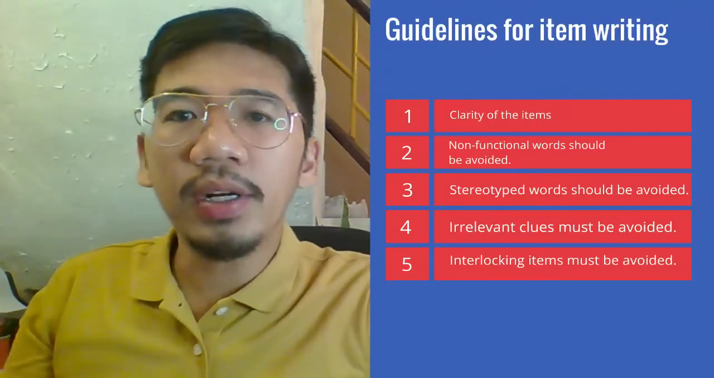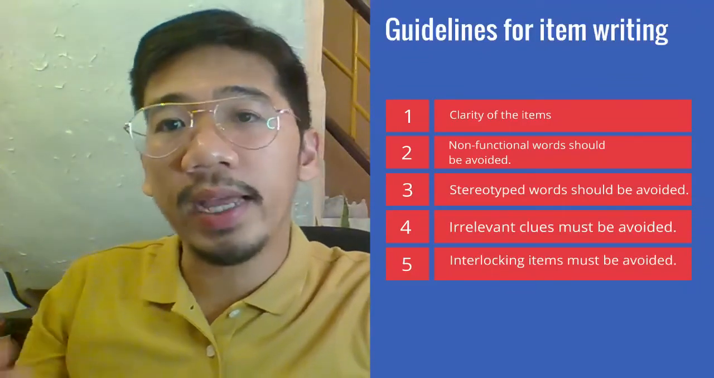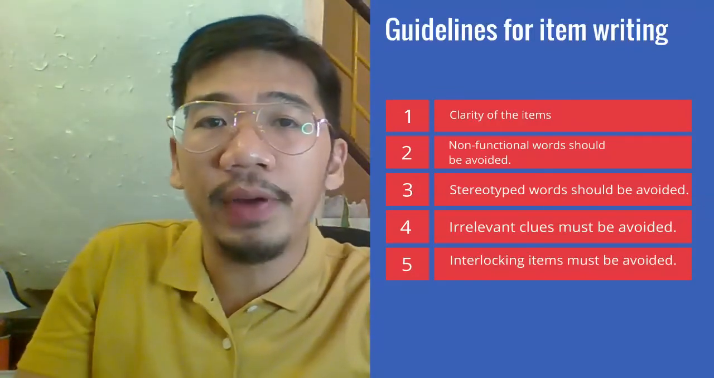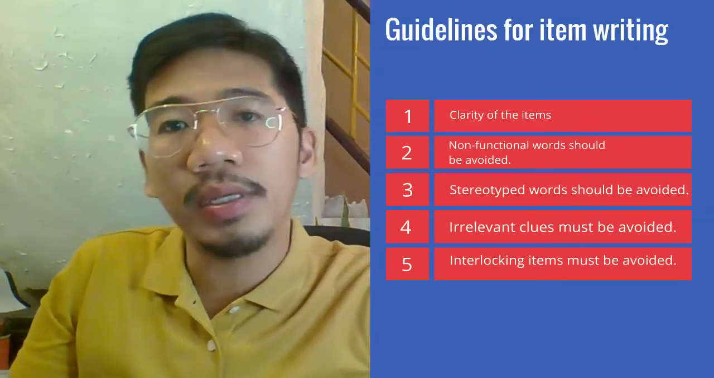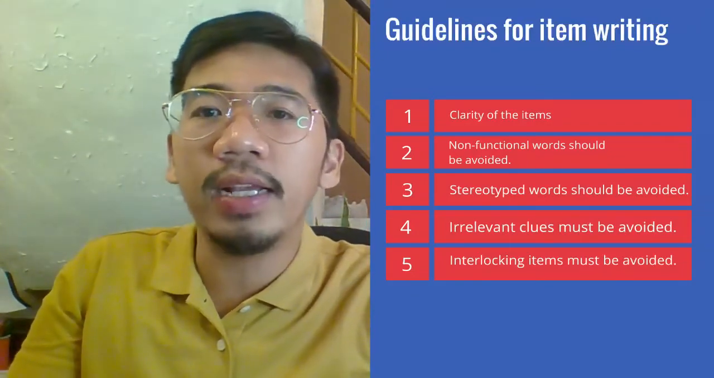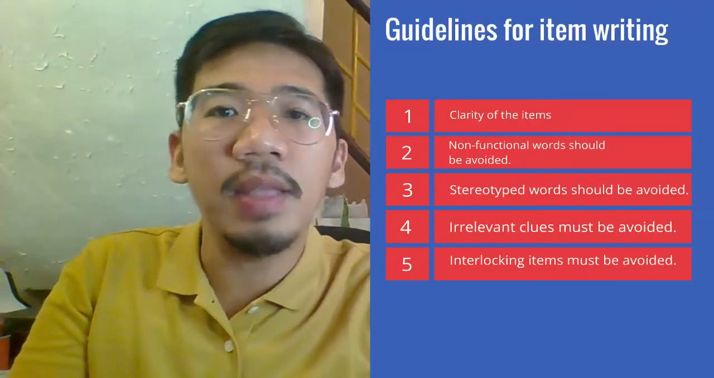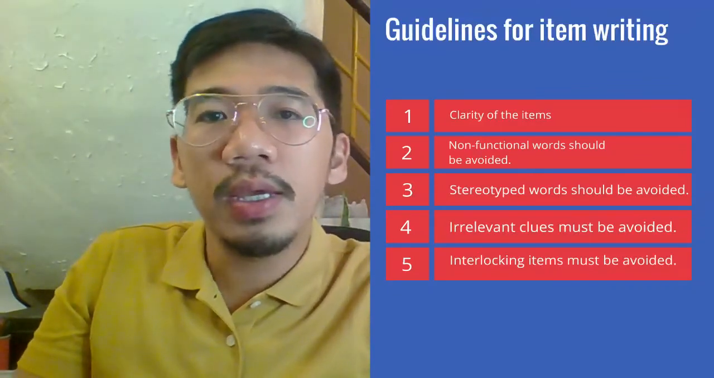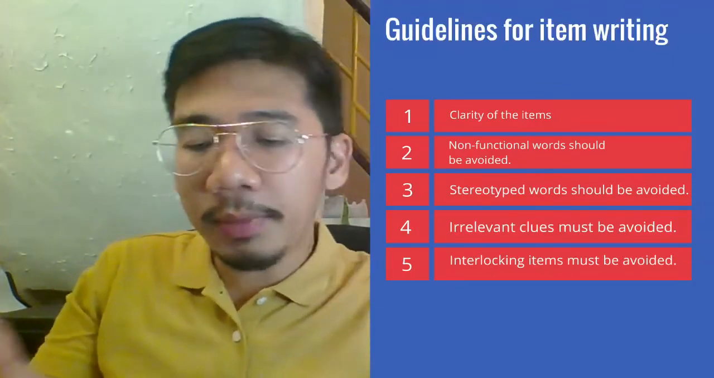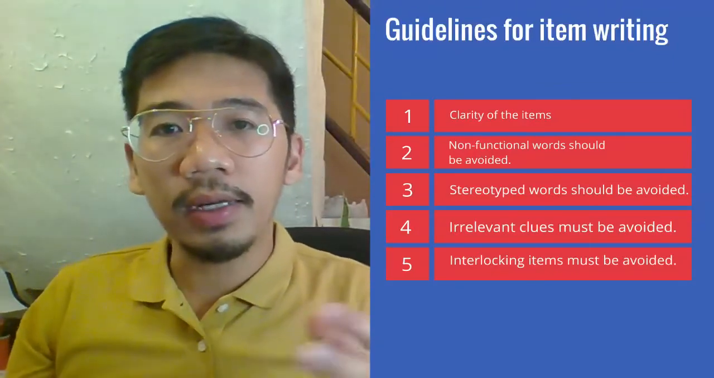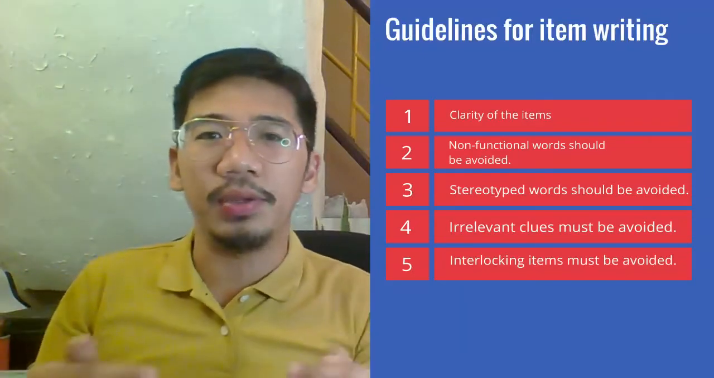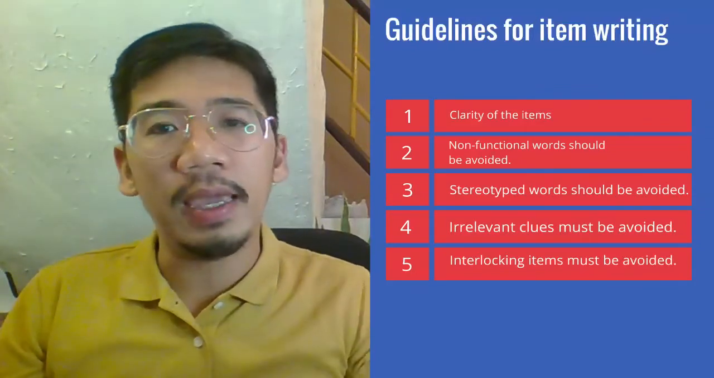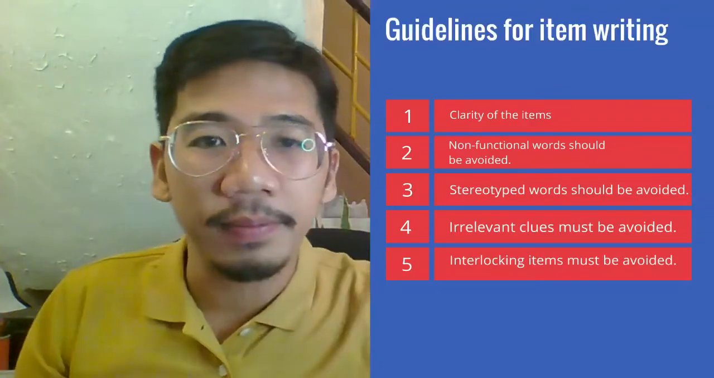Lastly, interlocking items must be avoided too. Interlocking items, also known as interdependent items, are items that can be answered only by referring to other answers or to other items. In other words, responding correctly to an item is dependent upon the correct response to any other item. Interlocking items mean that you need to answer a particular item correctly in order for you to be able to answer another item correctly.